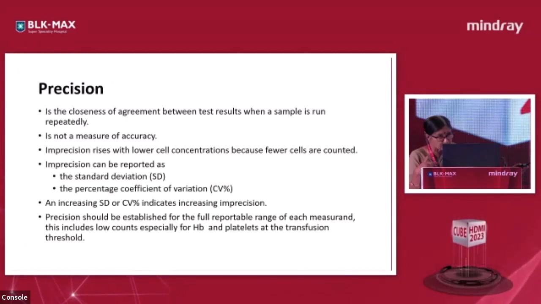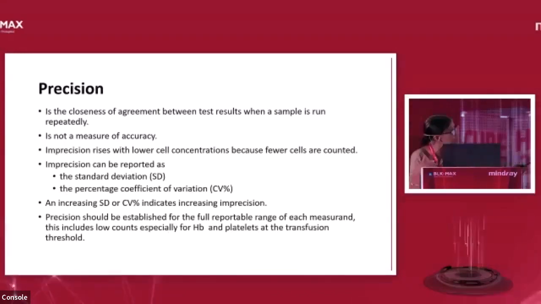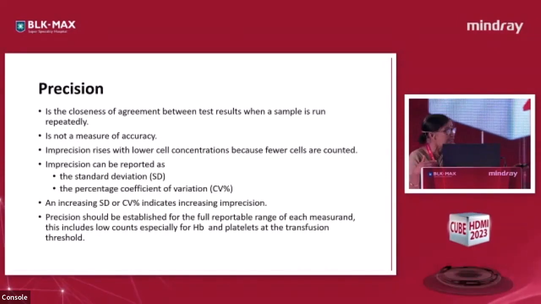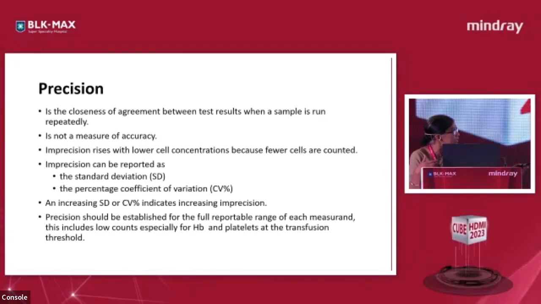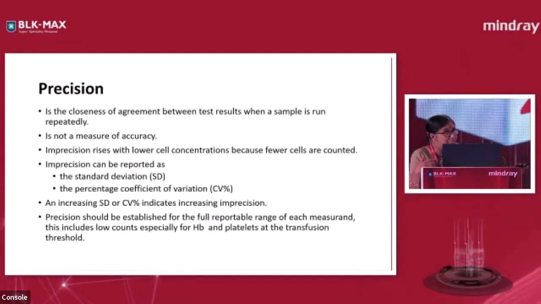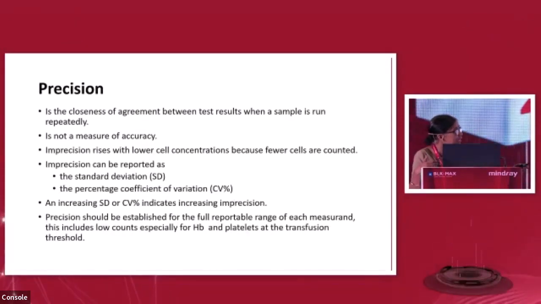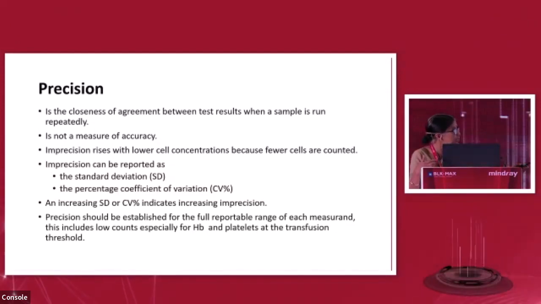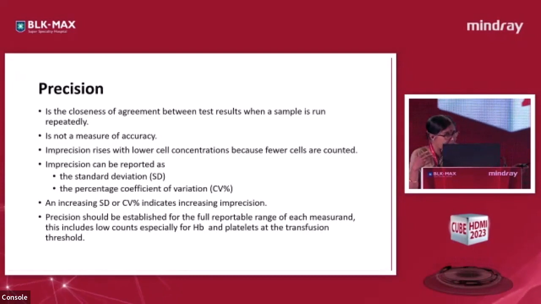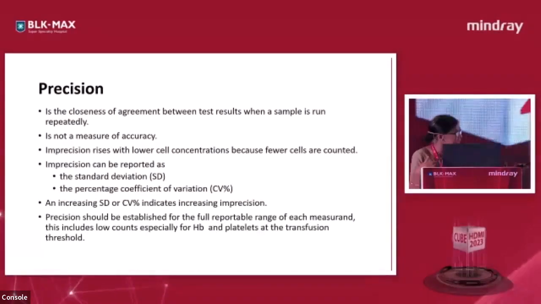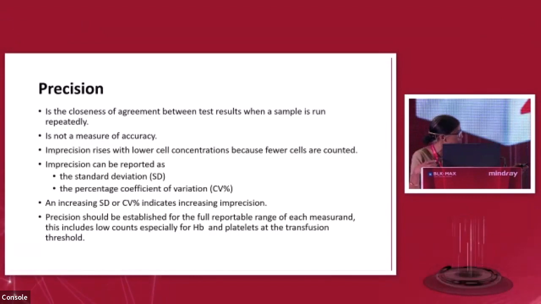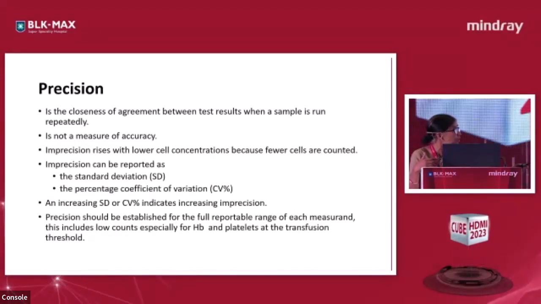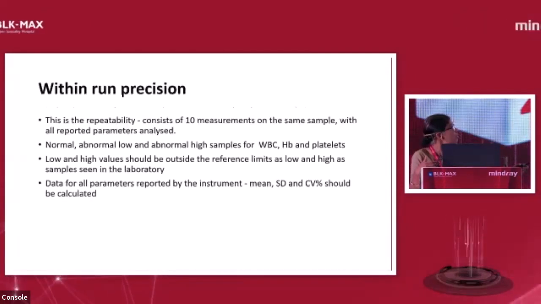So when we refer to precision, it is the closeness of agreement between test results when a sample is run repeatedly. It's obviously not a measure of accuracy. Imprecision increases in samples with lower cell concentrations as fewer cells are counted. It can be reported as SD and CV percentage. So an increased SD and CV percentage indicates a highly imprecise sample. Precision should be established for the entire reportable range of a parameter, and this would obviously include low counts, especially for hemoglobin and platelet, as I mentioned, at the transfusion threshold.